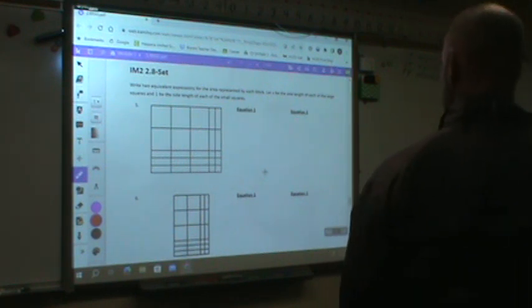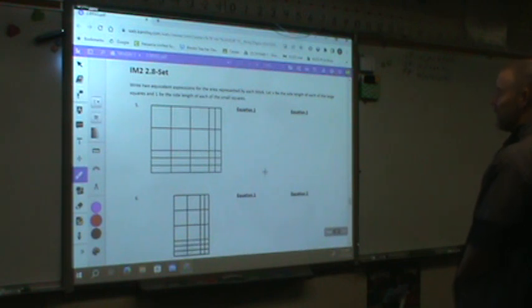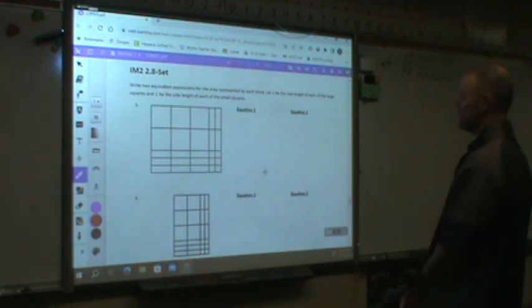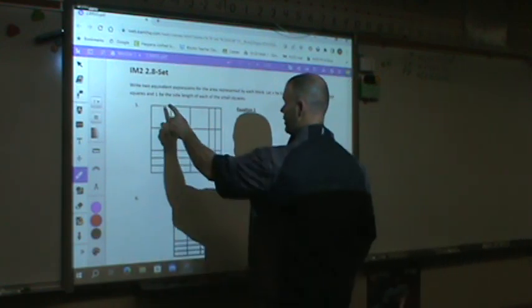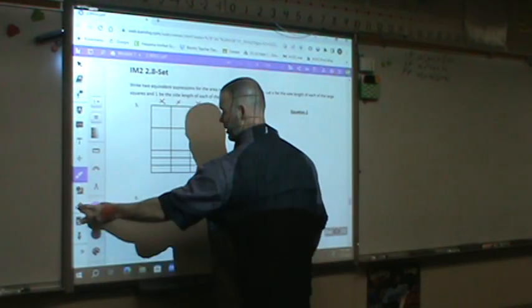All right, we'll do a couple of these just for a little bit of practice. At this point, the set's practice. Write two equivalent expressions for the area represented by each block. Let x be a side length of the large squares and 1 be the side length of all the small squares. So it's telling you that these are x's and these are 1s. That's essentially what it's telling you.